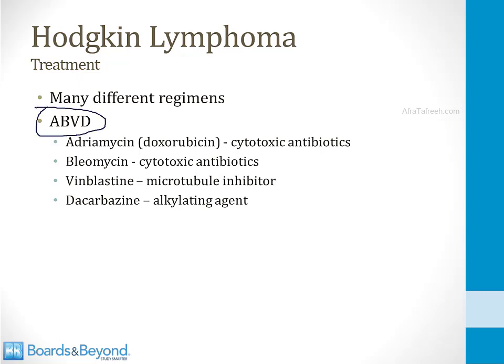And each of the letters in this regimen stands for one of the chemotherapy agents. The A is for adriamycin, which is the trade name of doxorubicin. It's a cytotoxic antibiotic chemotherapy agent. The B is for bleomycin, which is another cytotoxic antibiotic. The V is for vinblastine. It's a microtubule inhibitor. And then finally, the D is for dacarbazine, which is an alkylating agent. And that concludes our module on Hodgkin lymphoma.